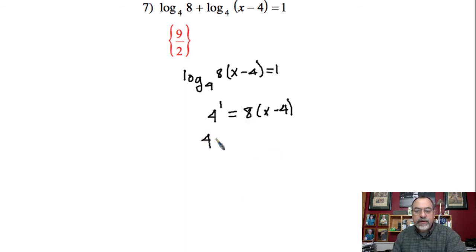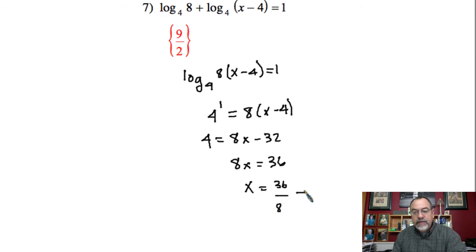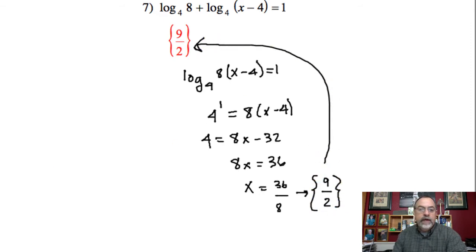So distributive property, 8x minus 32. We're going to add 32 to both sides. So 8x is equal to 36, and so x is equal to 36 divided by 8. Both of those divisible by 4, so that gives me 9/2. And that's my answer. Okay.